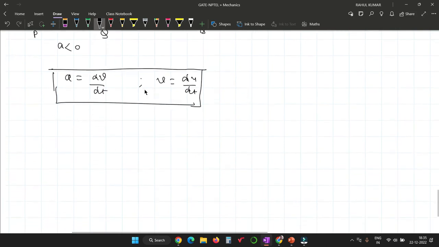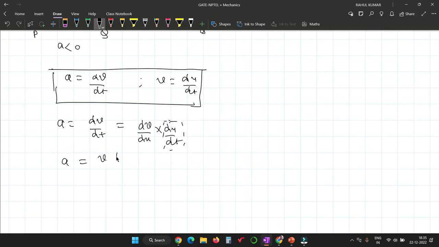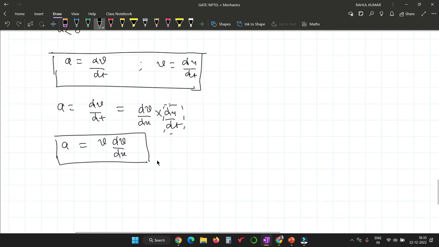Now we have reached this point. We saw that there are two relations, between A and V, and V and X, and there is one more relation which can be derived like this. Suppose A is dV by dt, and then you can also write dV by dx into dx by dt. Here dx by dt is V. So there is also a relation A equals V dV by dx. Okay, so we have three relations.